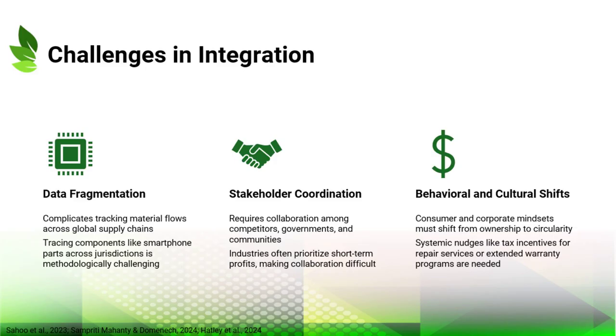Despite advancements, challenges in achieving circularity persist. Data fragmentation complicates tracking material flows across global supply chains, making it difficult to trace components across jurisdictions. Stakeholder coordination requires collaboration among competitors, governments, and communities, but industries often prioritize short-term profits.